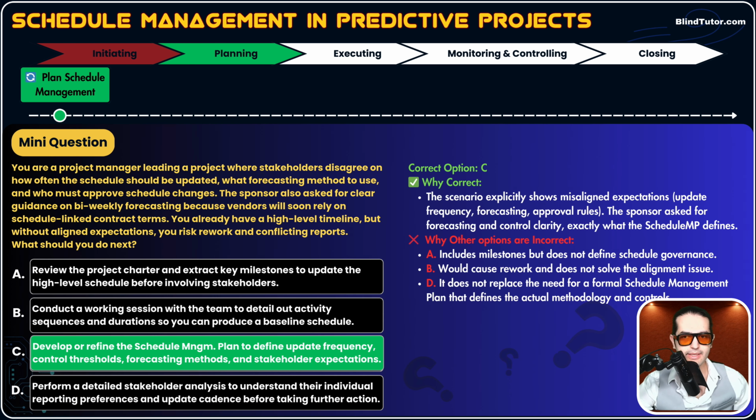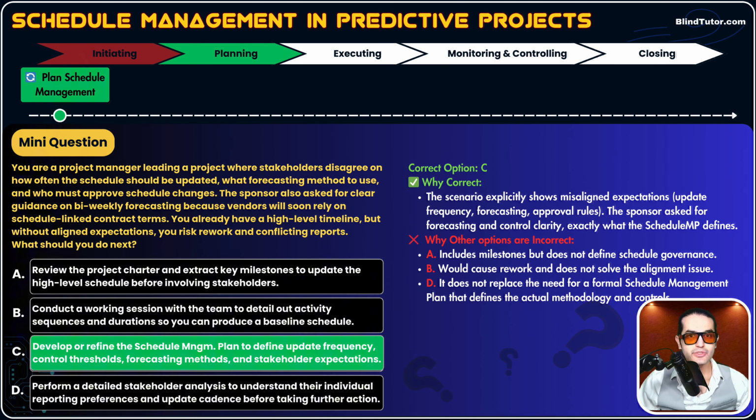Okay, now let's go to why other options are incorrect. Let's go to option A. It says review the project charter and extract key milestones. You already have high-level timeline of the project. Key milestones won't align stakeholders, won't resolve these conflicts. Okay, the charter includes milestones but does not define schedule governance, update frequency, or forecasting methodology. These little schedule-related things are not mentioned in charter.